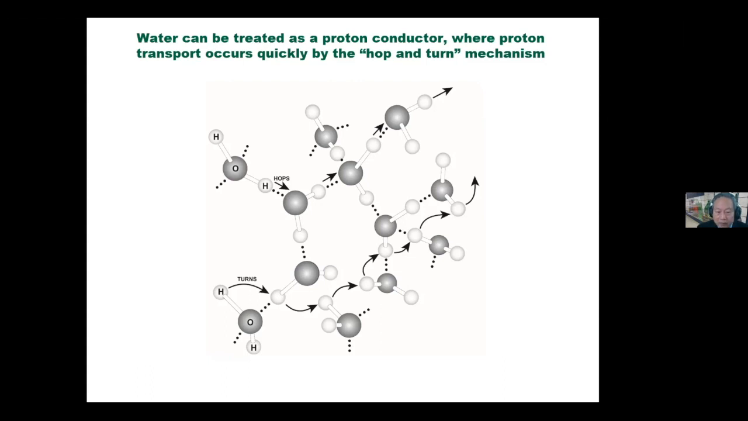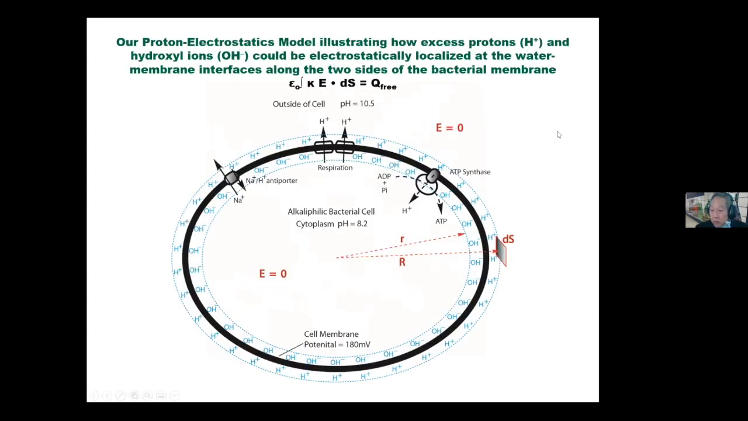Now let's go back and revisit the case here. You have water outside the cell, a protonic conductor. Your membrane is an insulator, right? And inside the cell, you have water, a protonic conductor. So you have conductor, insulator, conductor. By definition, you have a protonic capacitor. You got it? So the proton pumping across the membrane by respiration will not go to the bulk, but forms this protonic capacitor.